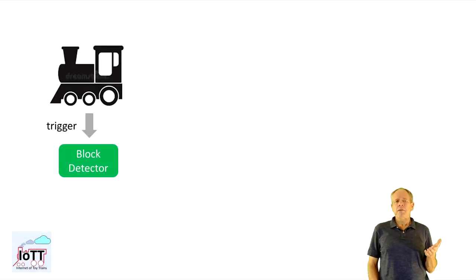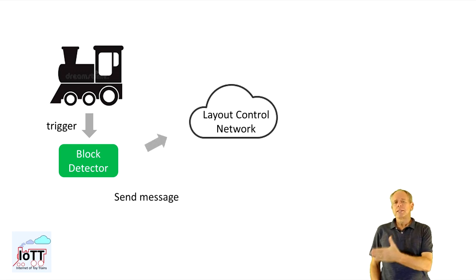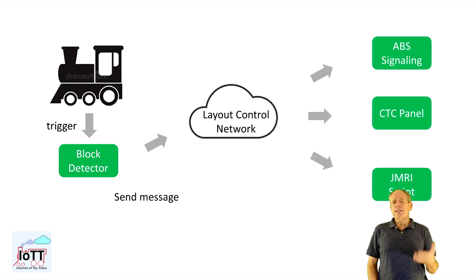Let's start with the example of a block detector. As soon as a locomotive enters the block, it gets triggered and sends out an occupancy message. That's nice, but it does not change anything. There needs to be another node that receives that message and takes some action. This could be an ABS signaling system that sets signal aspects based on block occupancy. Or it could be a CTC panel that simply displays the occupancy status of a track section. Or it could be a JMRI script that accelerates or decelerates a locomotive based on this information.